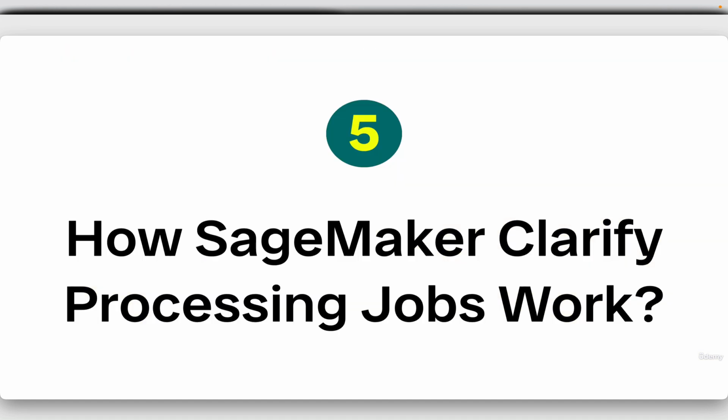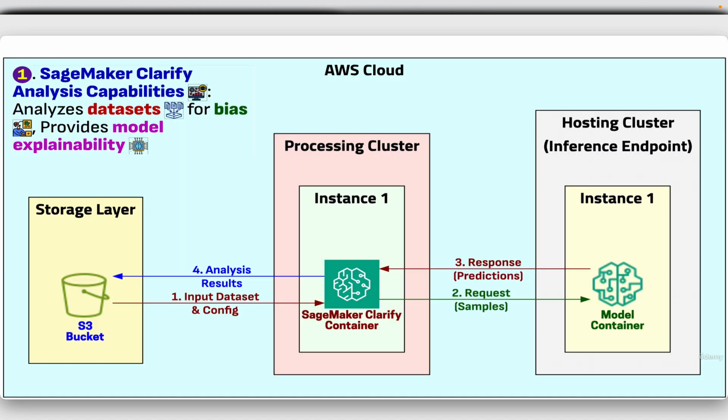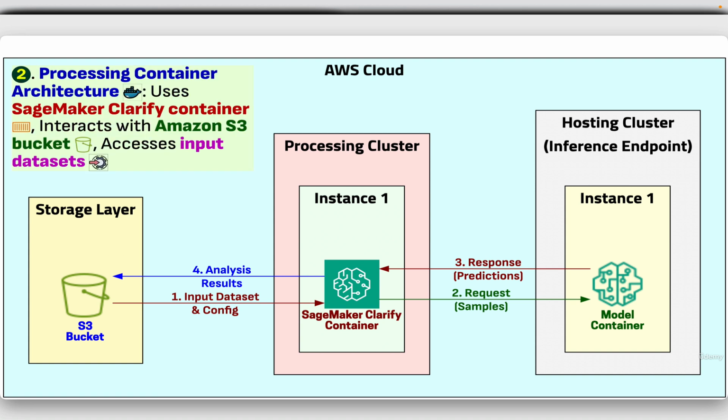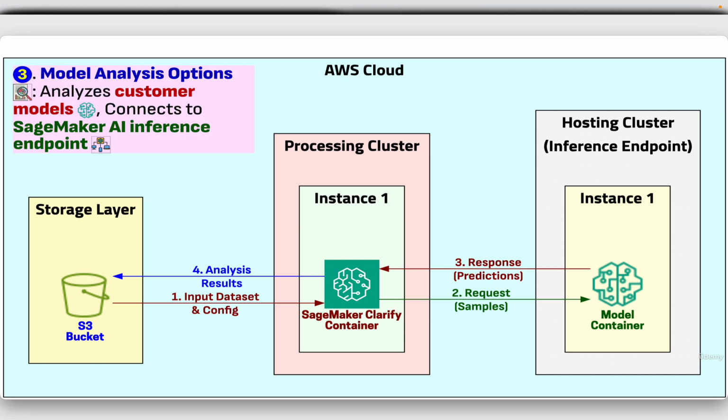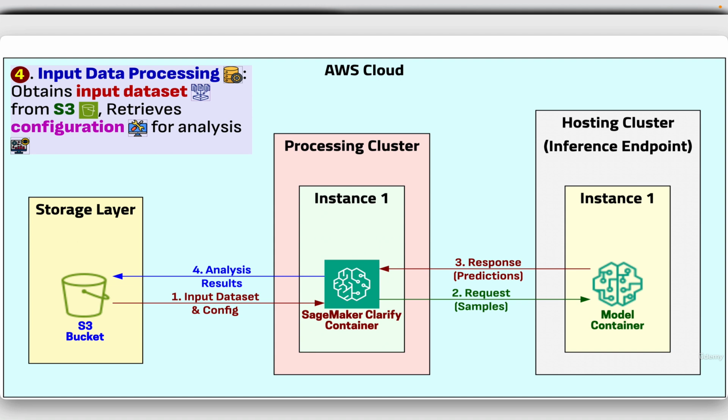So the next topic is how SageMaker Clarify processing jobs work. You can use SageMaker Clarify to analyze your datasets and models for explainability and bias. A SageMaker Clarify processing job uses the SageMaker Clarify processing container to interact with an Amazon S3 bucket containing your input datasets. You can also use SageMaker Clarify to analyze a customer model that is deployed to a SageMaker AI inference endpoint. The SageMaker Clarify processing container obtains the input dataset and configuration for analysis from an S3 bucket.